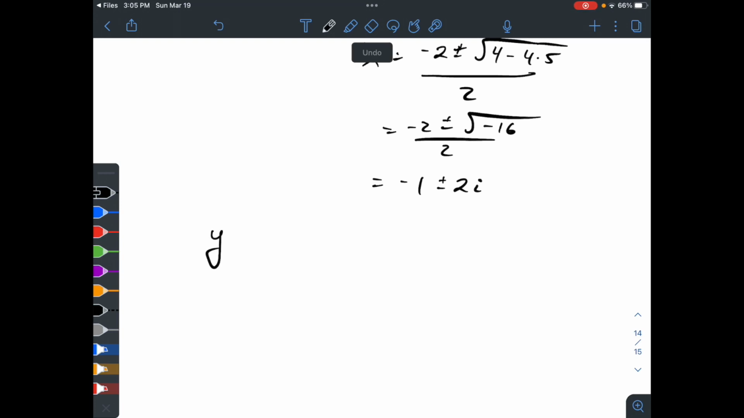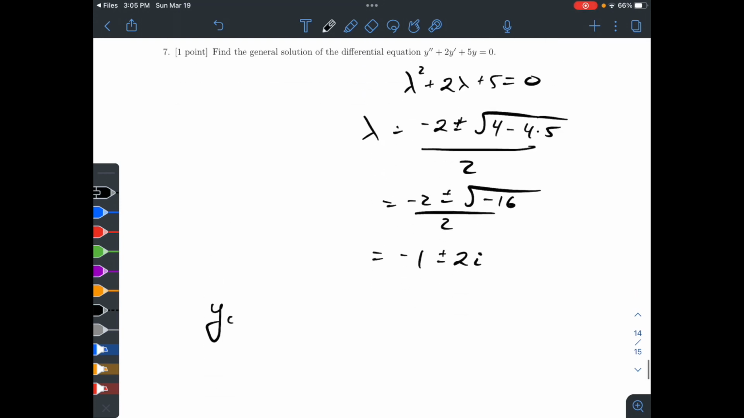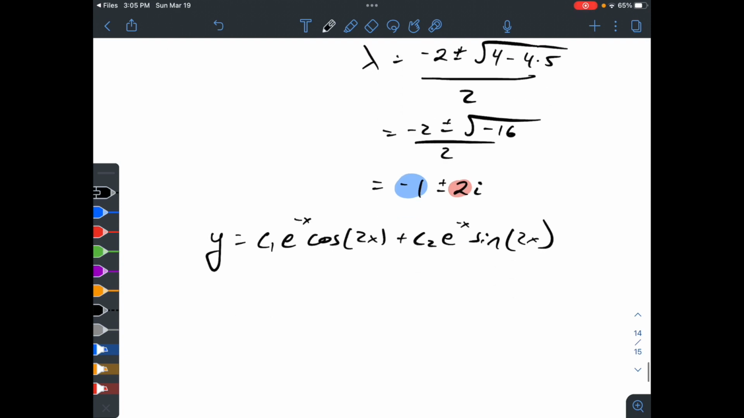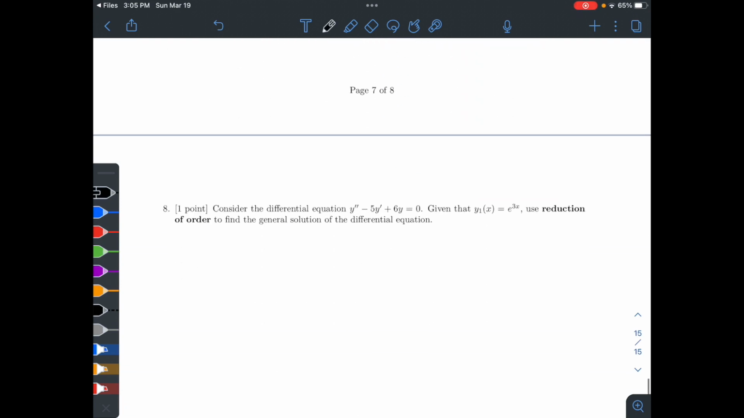All right, so then it's not y_c here because it's already homogeneous. You just say y for your general solution. It's going to be c1 times e to the negative x. Remember, this is your alpha, and then 2 is your beta. Then times cosine of 2x, plus c2 e to the negative x sine of 2x. All right, cool, that's that.